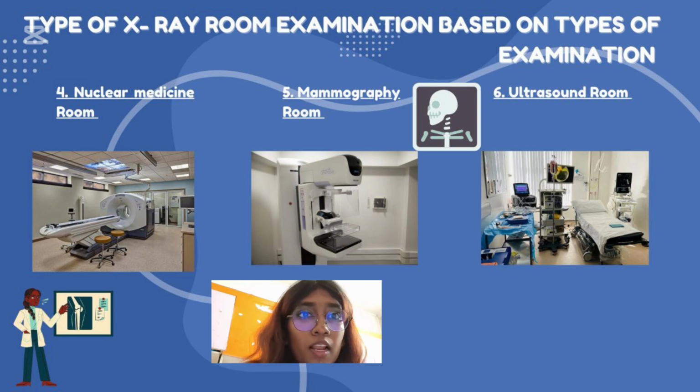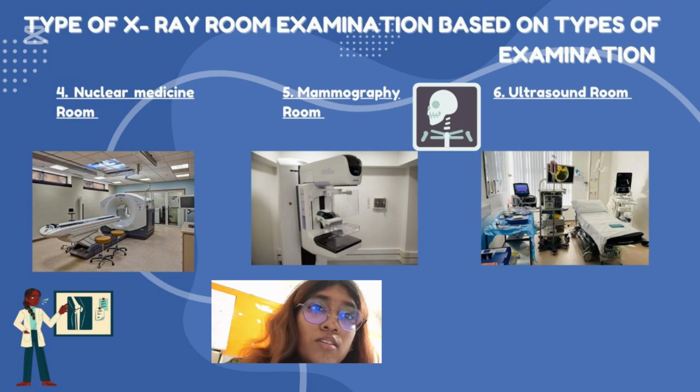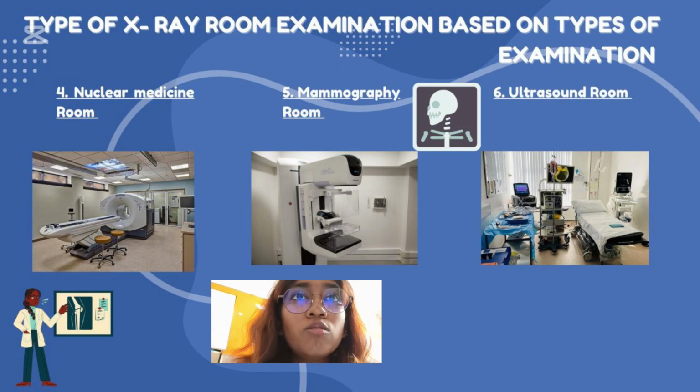So the sixth room, the last room, is known as the ultrasound room. The ultrasound room is used for obstetrics to monitor fetal growth and development, and we also use it for cardiology. This is to see the heart structure and its function. And lastly, the ultrasound room can also be used for abdominal imaging to examine internal organs. Thank you.